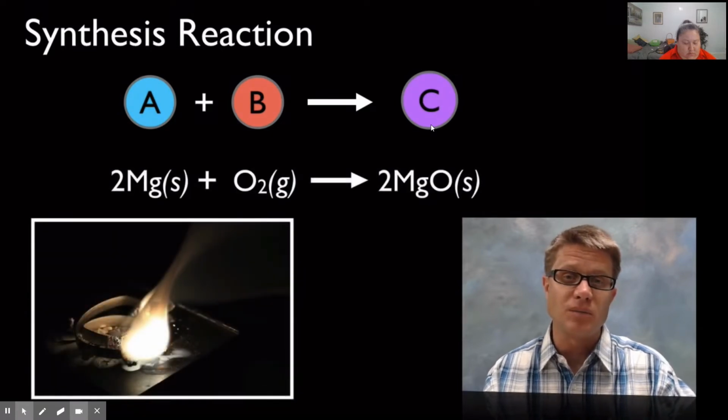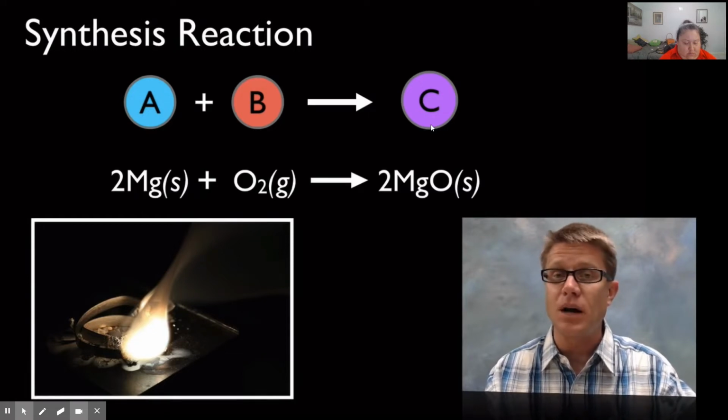Let's say we take magnesium, get it a little bit hot, and then allow it to combine with oxygen. It's going to make magnesium oxide. And so when it's done, you're going to have a new solid that's created. We're taking a solid and a gas, and we're making a new solid.